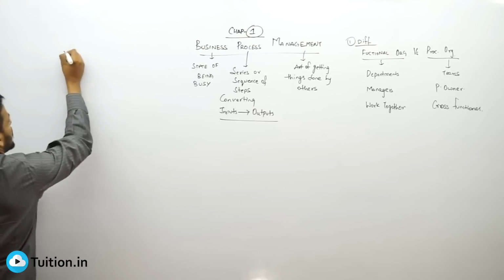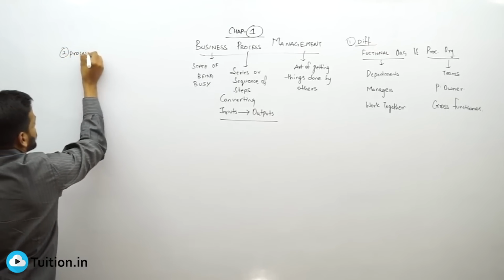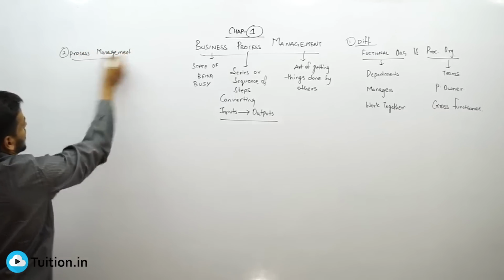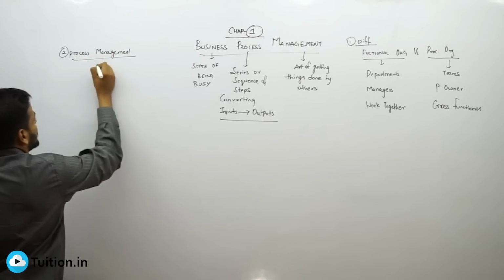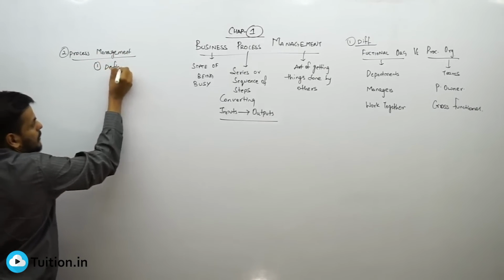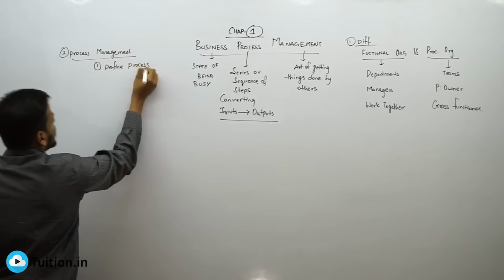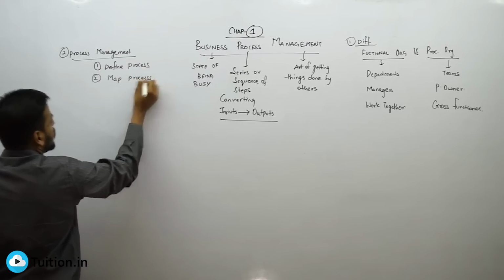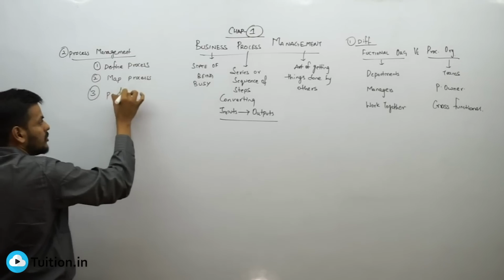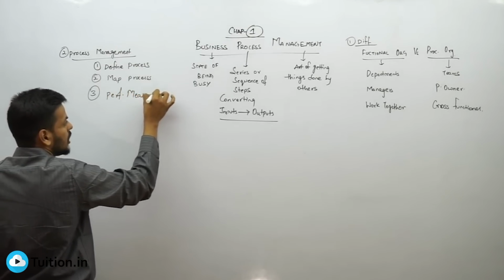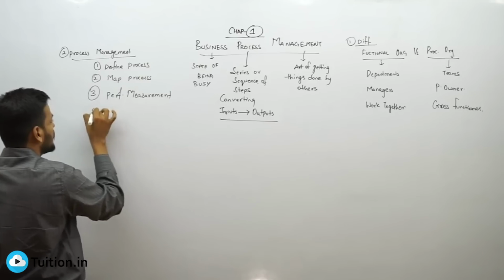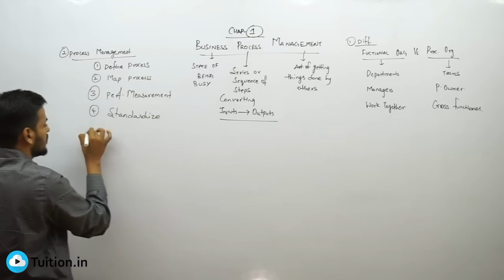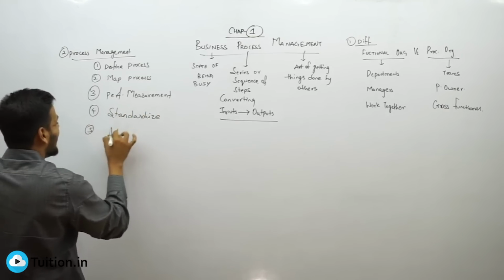And then let's move on to the next topic called process management. What is process management? Guys, this is one of the very important short answer questions asked in the exam in the past. 5 steps are there in process management. Step number 1 is to define the process. Step number 2 is to map the process. Step number 3 is performance measurement. Step number 4 is to standardize this process. And step number 5, stick to it, follow it. That is called adherence.